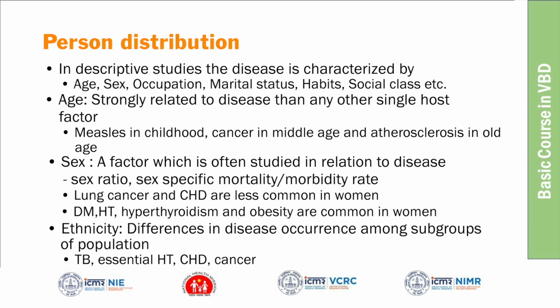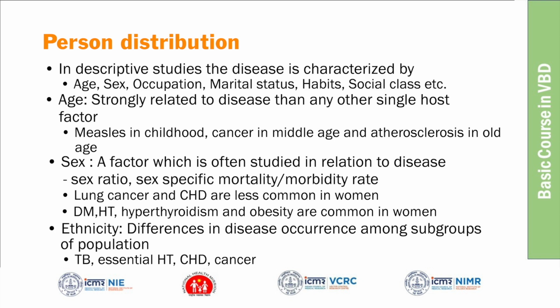And next, coming to the sex, gender, a factor which is often studied in relation to disease, and it can even be used to measure the occurrence of the problem. An example, sex specific mortality or morbidity rate. For example, lung cancer and coronary heart disease are less common in women. On the other hand, diabetes mellitus, hypertension, hyperthyroidism, and obesity are very common among women.